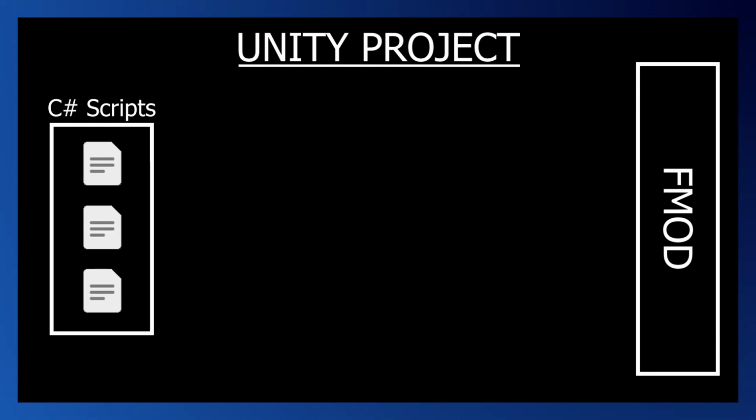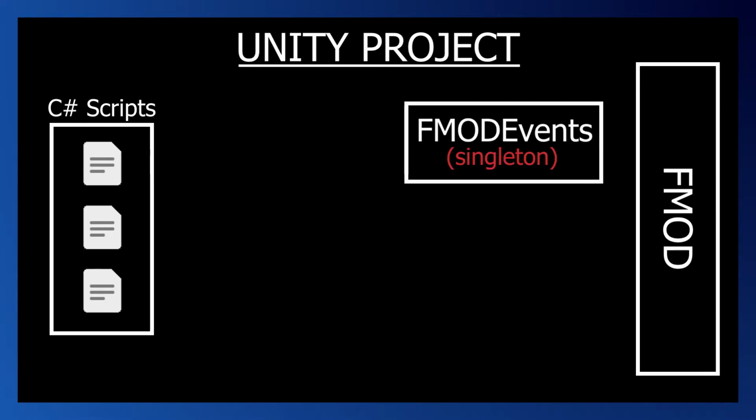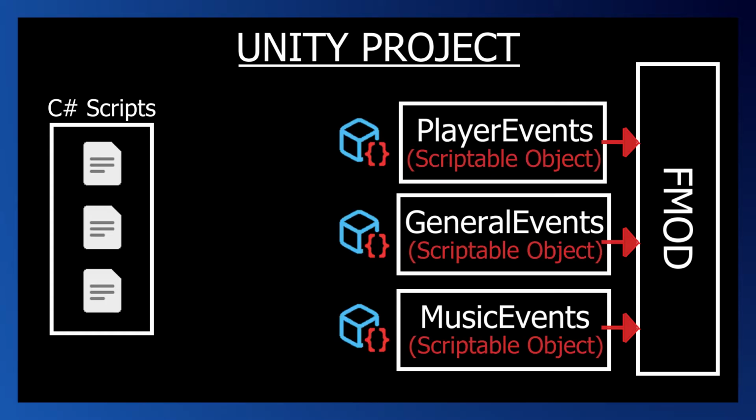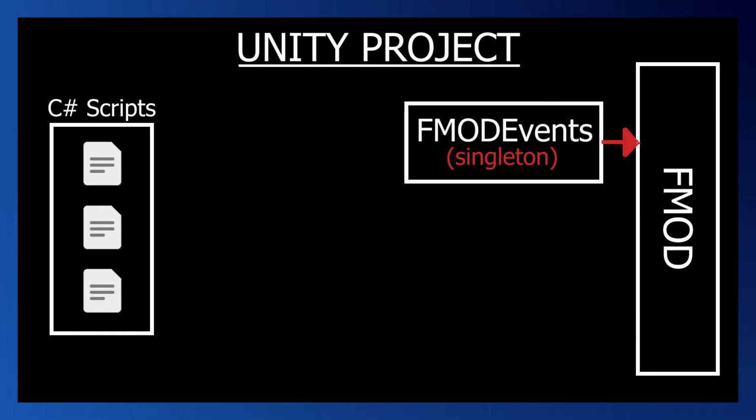While completely optional, in this tutorial we're going to create a singleton class called FMOD Events, which will contain references to all of the FMOD events in the project. If you end up with a lot of events, you might want to break that down into multiple singleton instances, or even use something like scriptable objects to store those event references instead. But again, for this video, we're going to keep things simple and just use one singleton class called FMOD Events.